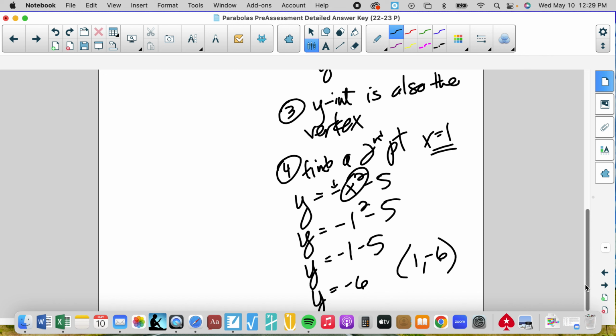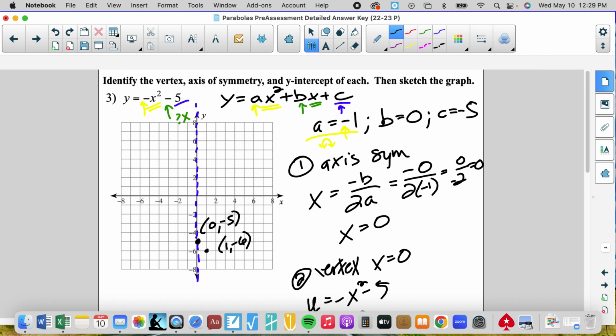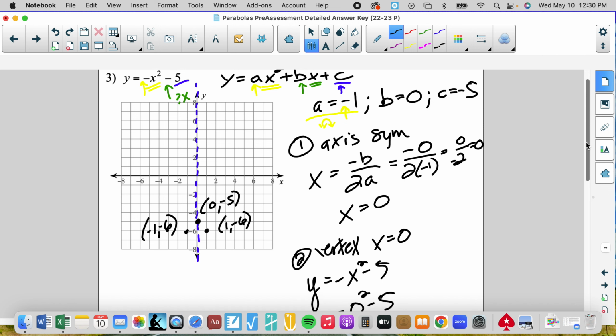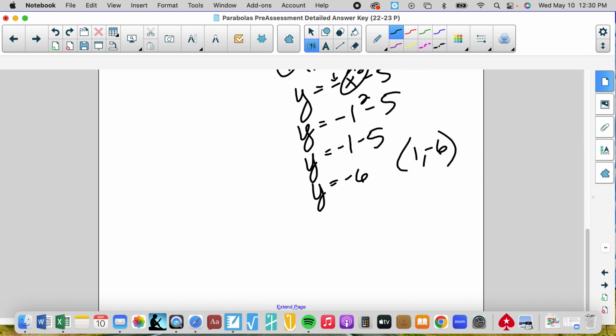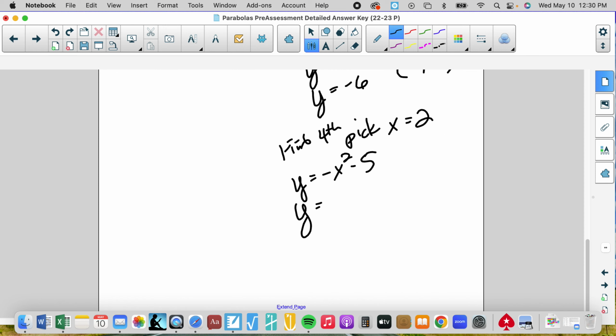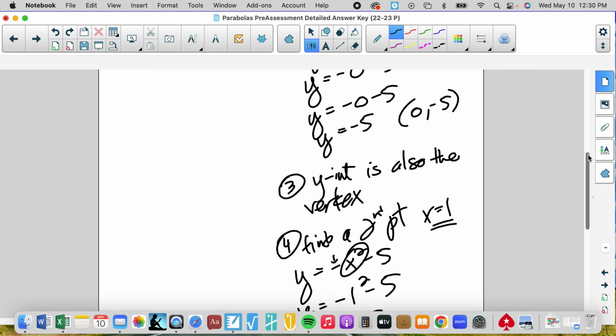All right, we found our second point, which is 1, negative 6. Let's reflect it, and that takes us to negative 1, negative 6. It's always fun when we reflect things over an axis, like the y-axis. We have 3 points. Let's pick a fourth point by picking another x. We've used negative 1, 0, and 1, so let's pick 2. We use the equation, negative x squared minus 5. We get the opposite of 2 squared minus 5. 2 squared is 4, the opposite of 4 is negative 4, negative 4 minus 5 makes negative 9. So we get the point 2, negative 9.